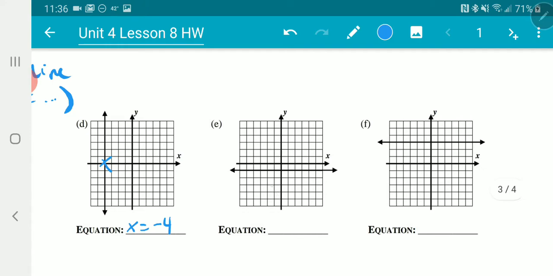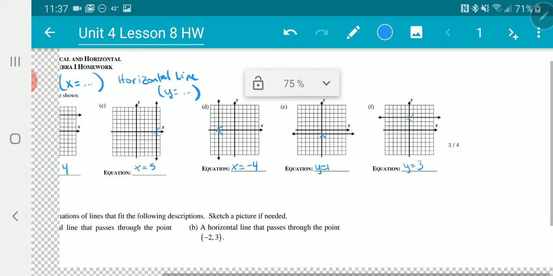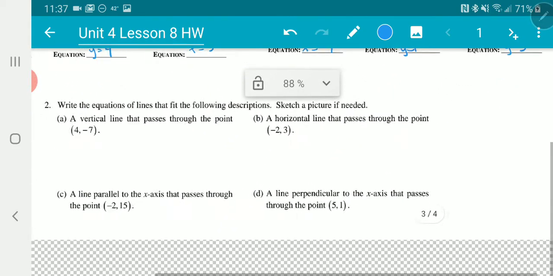Here I've got a horizontal line. It's hitting my y-axis. It's crossing right through that y-axis at y equals -1. I went down 1 to get to my line there. And my last one's another horizontal line. It crosses my y-axis, so that's why I'm starting with a y, and it hits at y equals 3. If I start at my origin and go up, 1, 2, 3, y equals 3. So very easy horizontal, vertical lines. You're just looking at which axis it's crossing, and what value it's crossing at. All right, we got one more question here, so we're going to go down to question number 2.